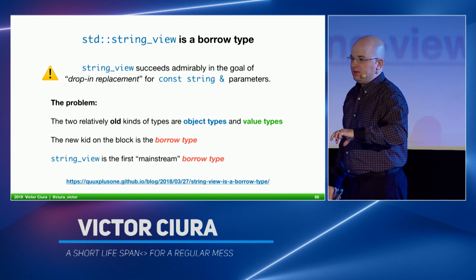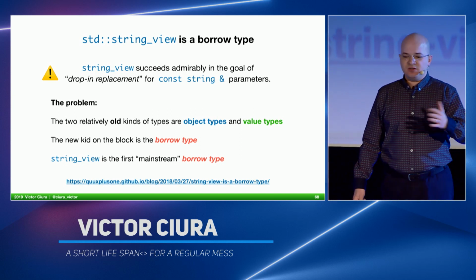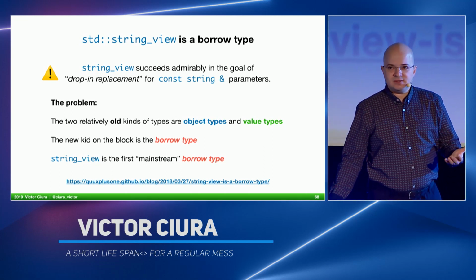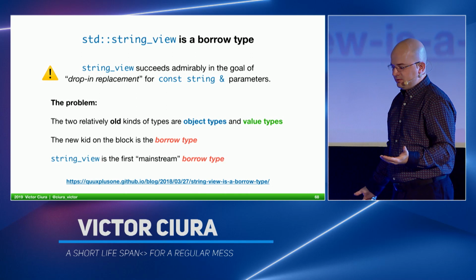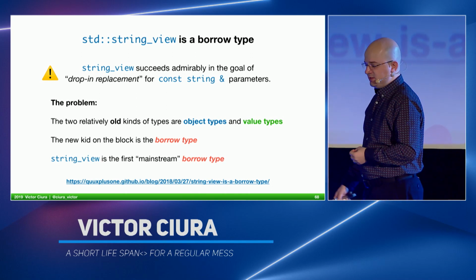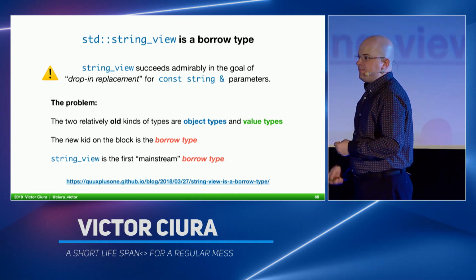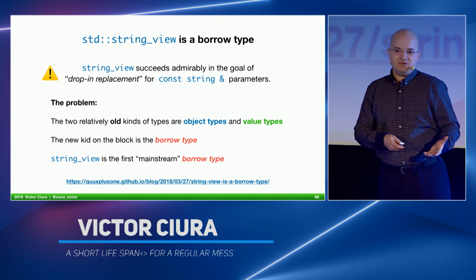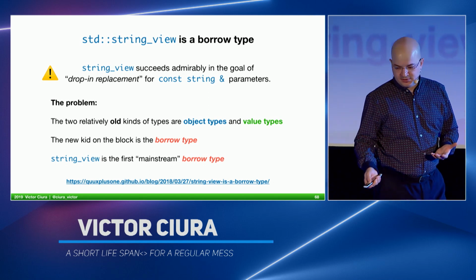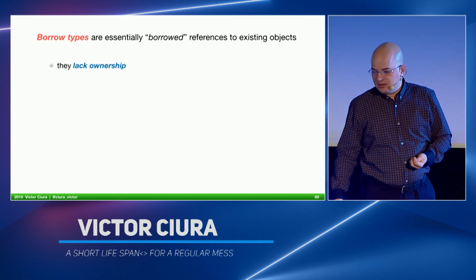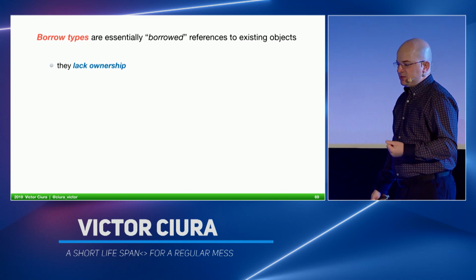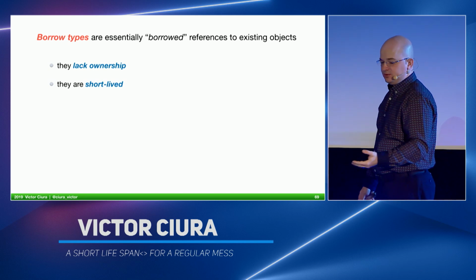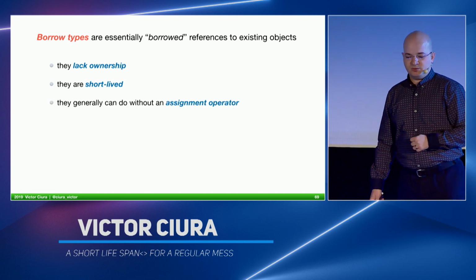Up until now, we had value types and reference types, and we knew how to deal with those. This is a weirder, new kind of type. That's why we have this term for it, borrow type. It wants to look like a value, but it behaves like a reference. So it's a strange thing. It's essentially a borrowed reference to an existing object. They lack ownership. They should be short-lived. All borrowed types should be short-lived.